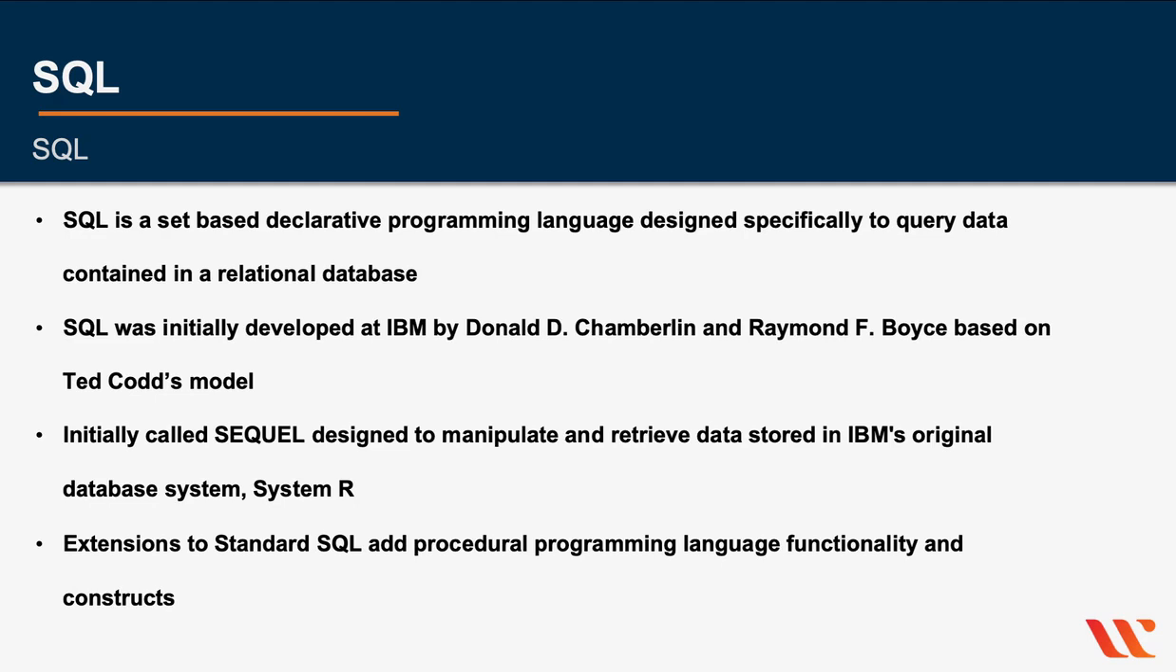There are extensions to the standard SQL, which add procedural programming language functionality and other constructs. For example, in the past, it was Fortran, Algol, COBOL, BASIC, Pascal, and C. So there are extensions to those that you can use to manipulate the standard SQL. And we also still have PostgreSQL, which you can also use for procedural programming in addition to doing SQL queries.